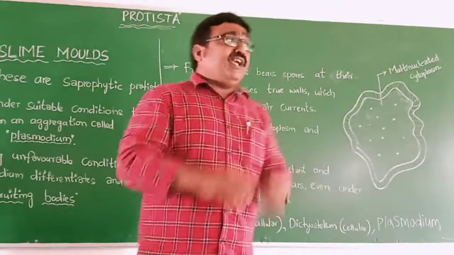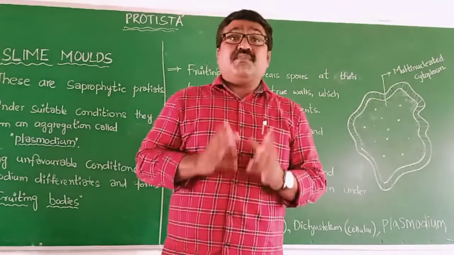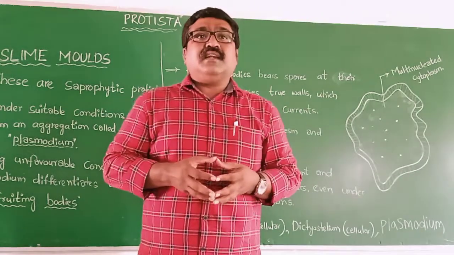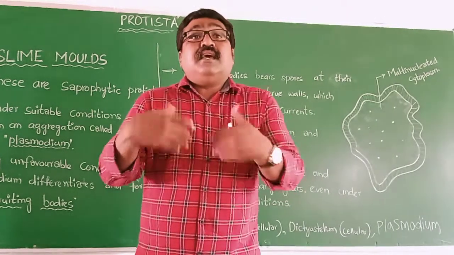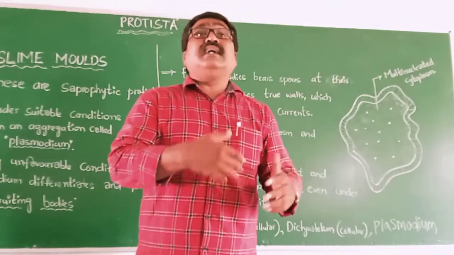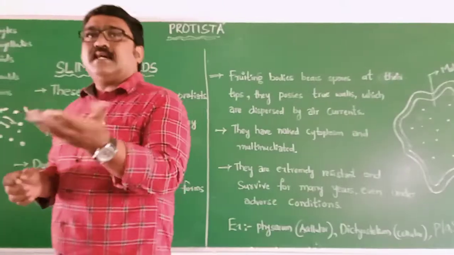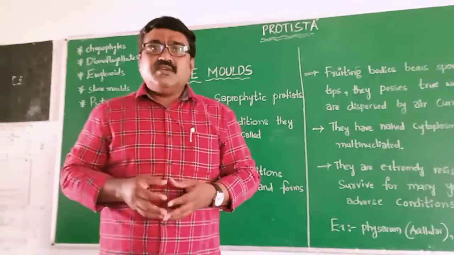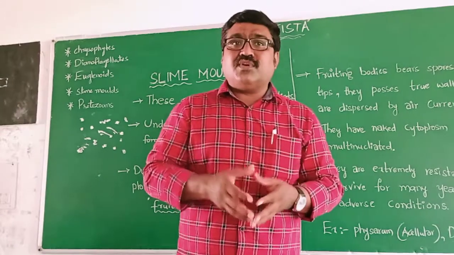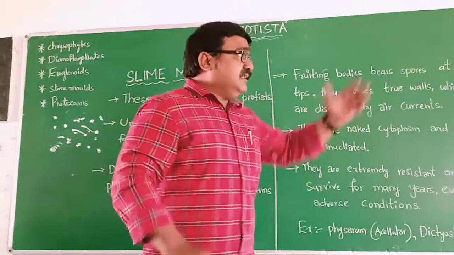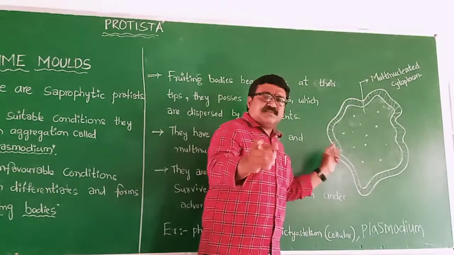During favorable conditions, these slime molds grow profusely, they aggregate and grow fast, and they can spread over several feet. And do you know, during unfavorable conditions they produce fruiting bodies. Those fruiting bodies bear spores on them.